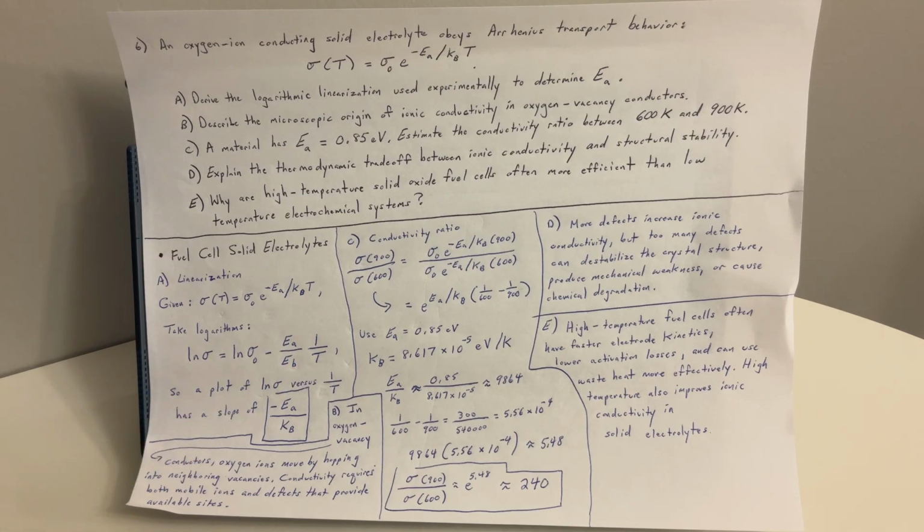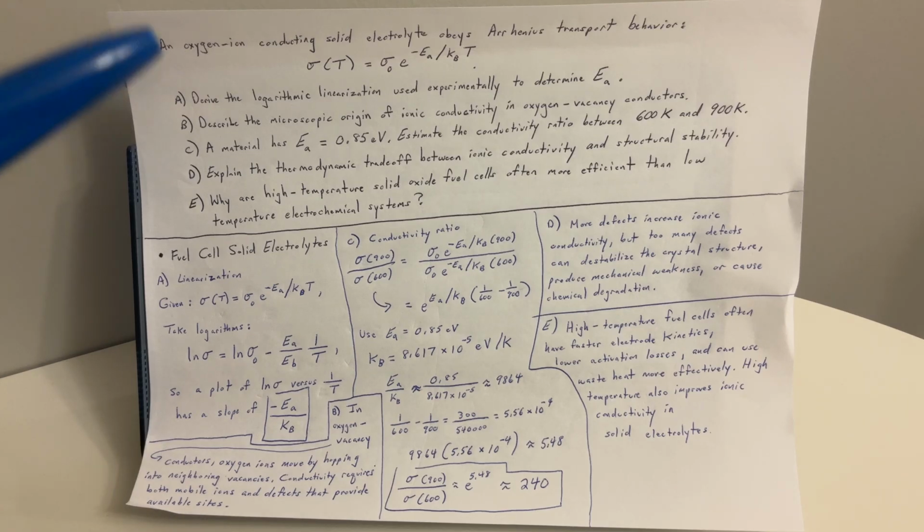And so a plot of ln sigma versus 1 over T is going to have a slope of negative E sub A over K sub B. Okay. Letter B, describe the microscopic origin of ionic conductivity in oxygen vacancy conductors. In oxygen vacancy conductors, oxygen ions move by hopping into neighboring vacancies. Conductivity requires both mobile ions and defects that provide available sites.